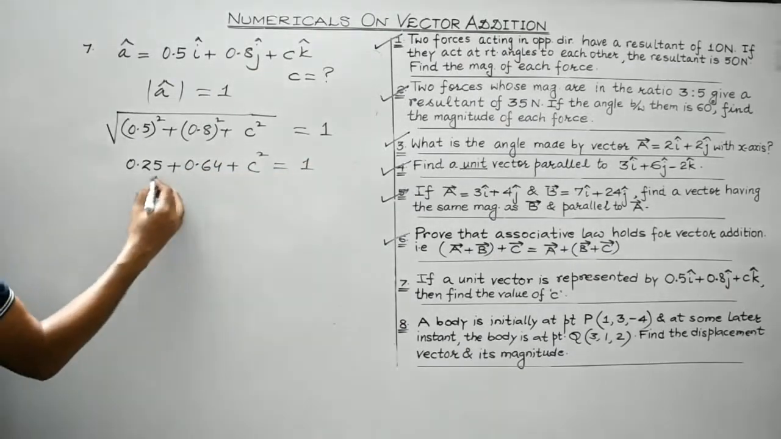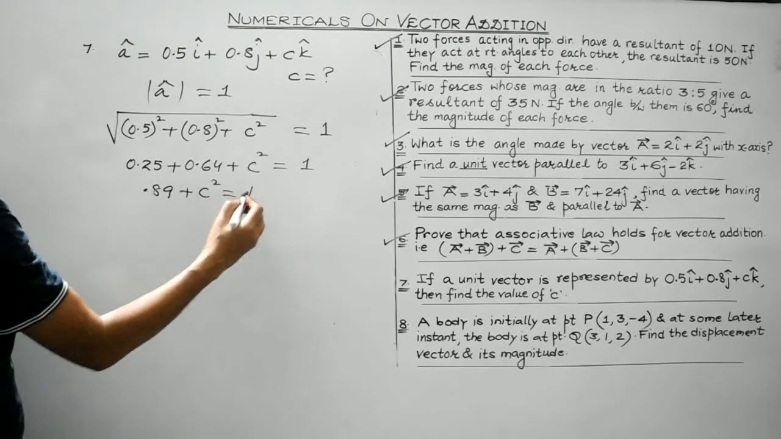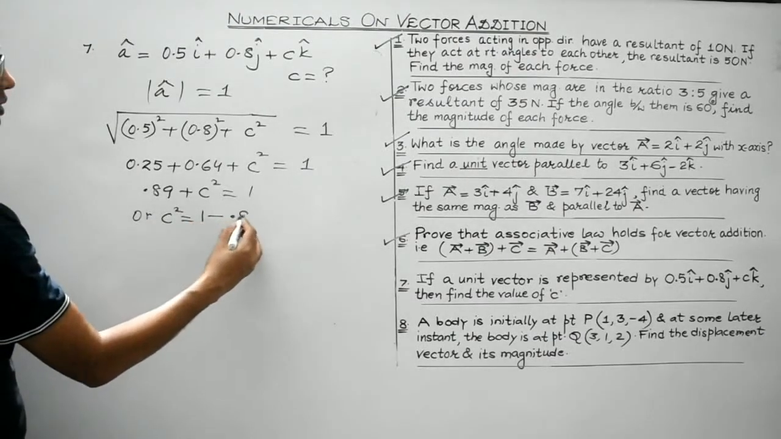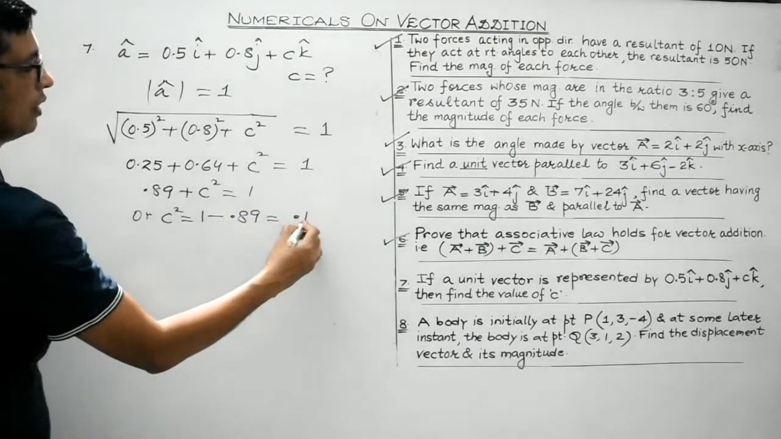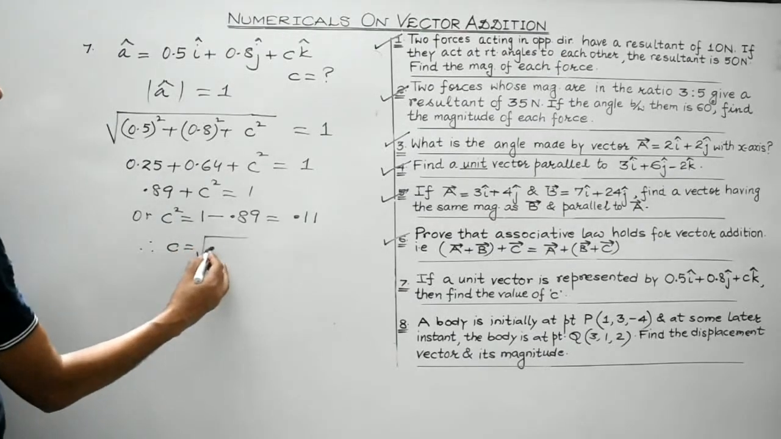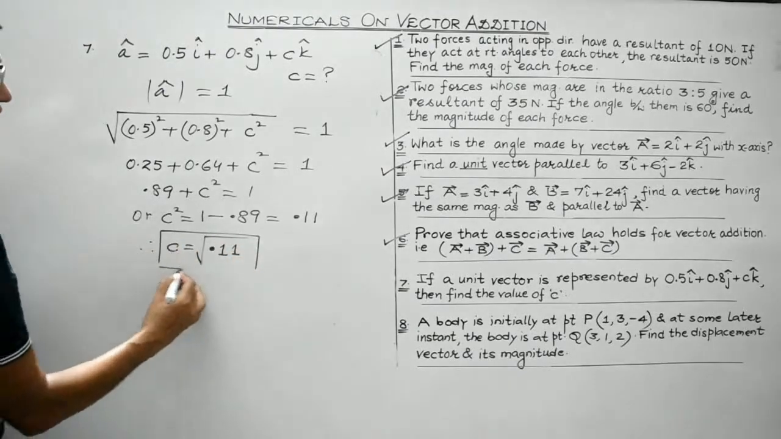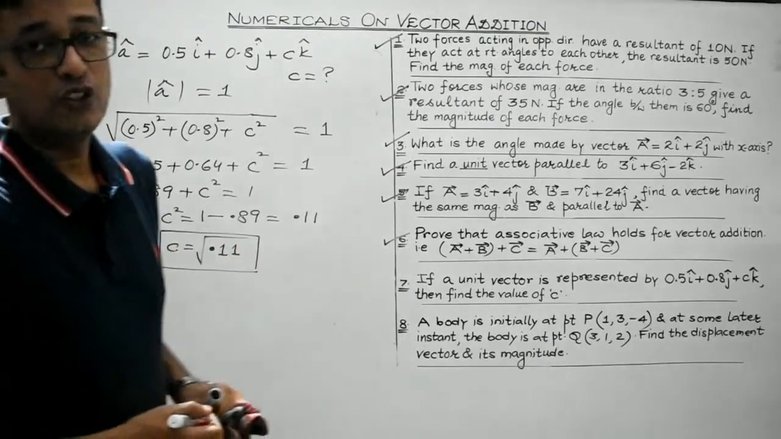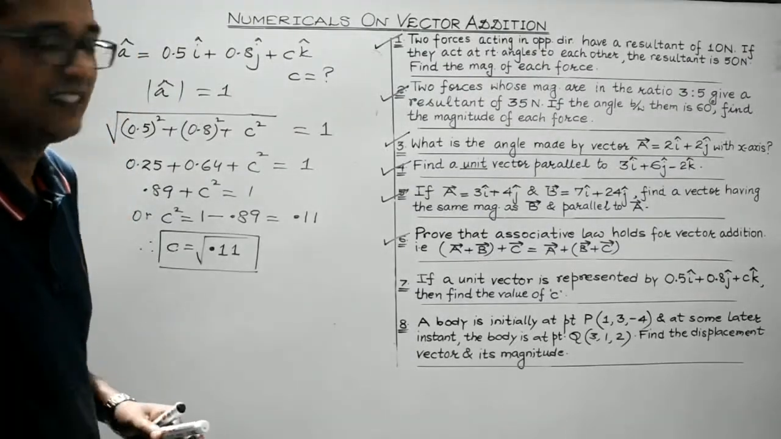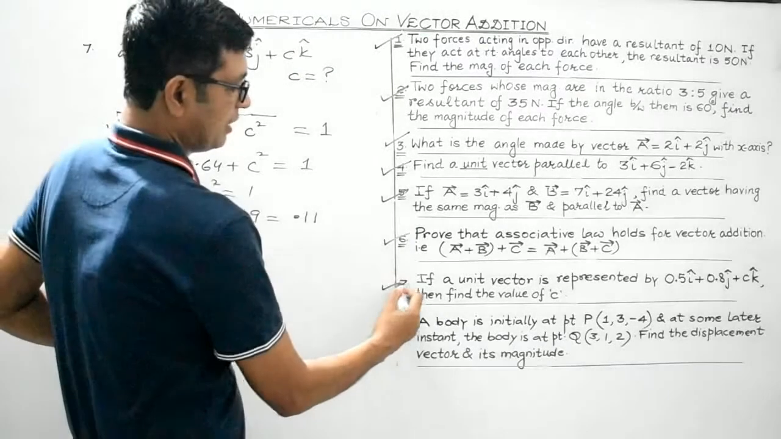So let's solve it. It will be 0.89 plus c squared is equal to 1, or c squared is equal to 1 minus 0.89, that is equal to 0.11. Therefore, the value of c would be equal to the square root of 0.11. So students, this is the answer. This is the value of the coefficient of k cap, which is considered to be c, right? So we are over with question number 7 as well.